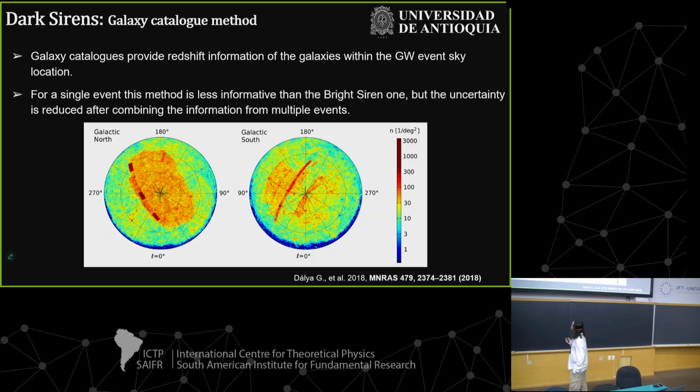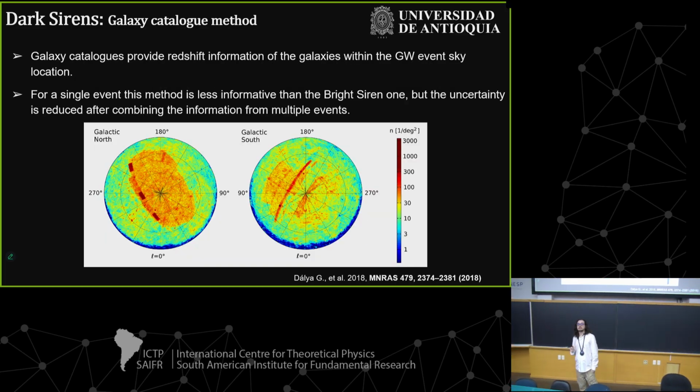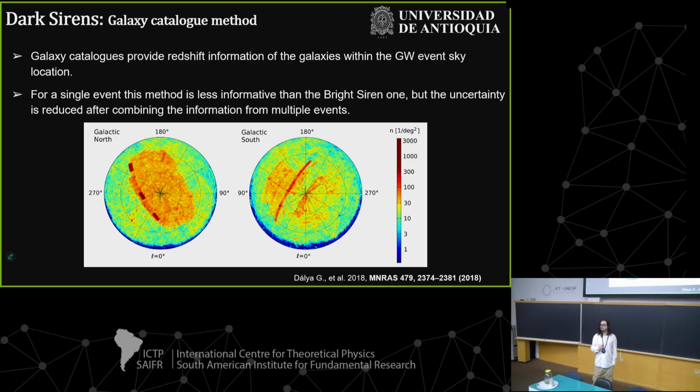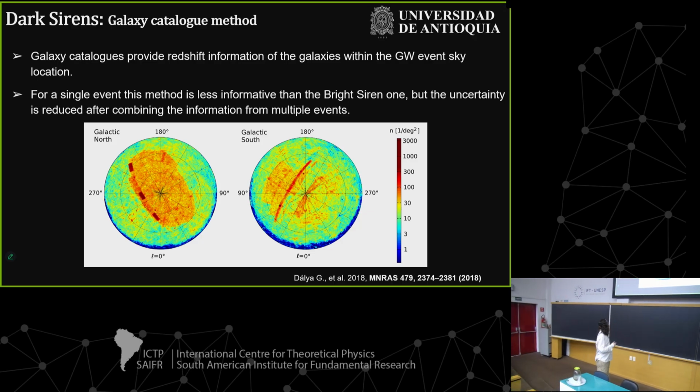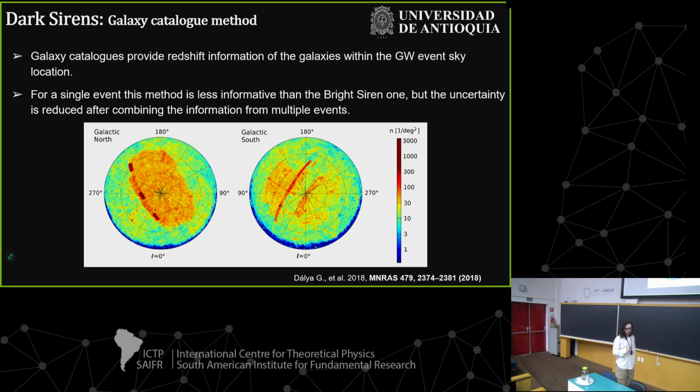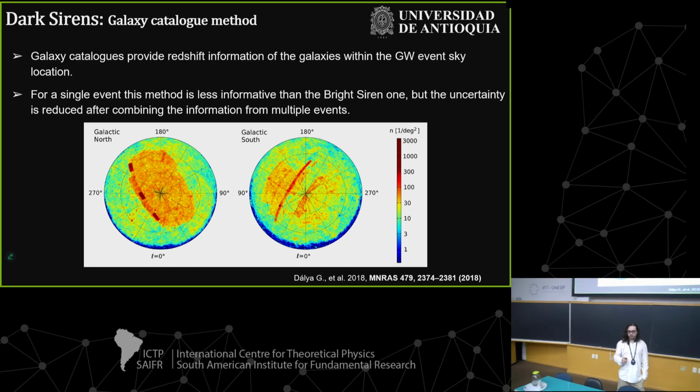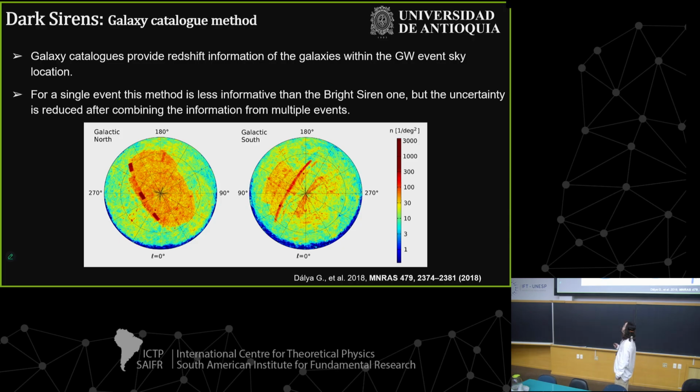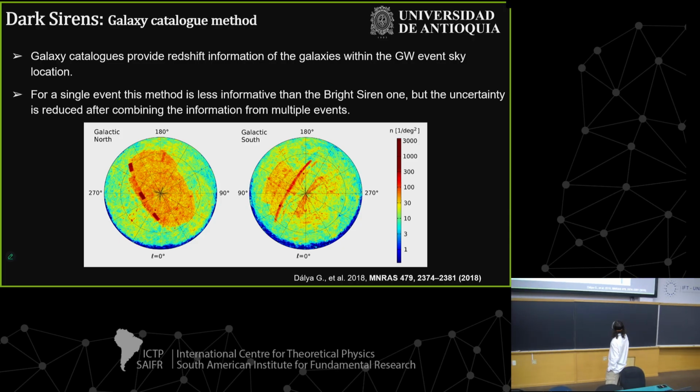The other method, which is called in the paper the dark siren method, incorporates not only the spectral siren information of the CBC population, but also the galaxy catalog information. So this has more information involved, and you can get better constraints, and I will show you later. The idea here is that you can get some information on the redshift of the source from galaxy catalogs using the sky localization, or sky location, of the gravitational wave event.